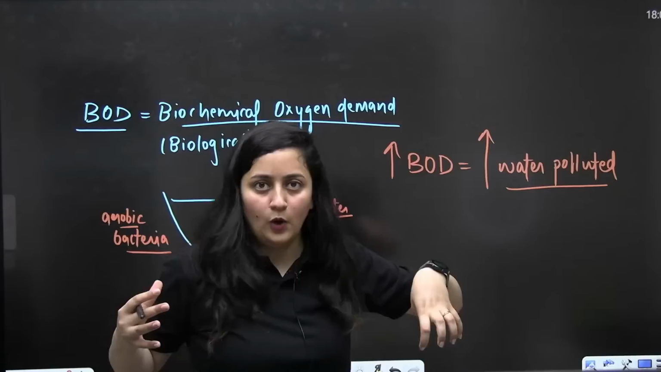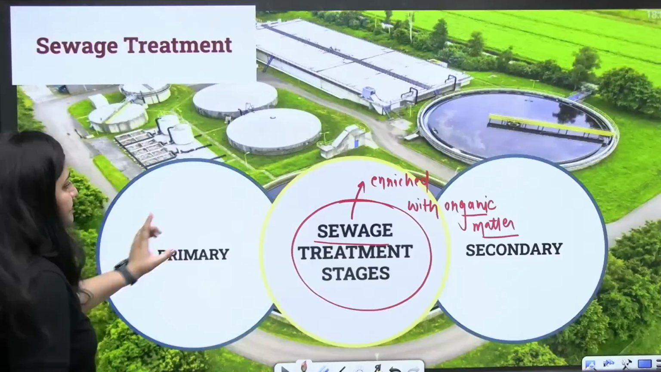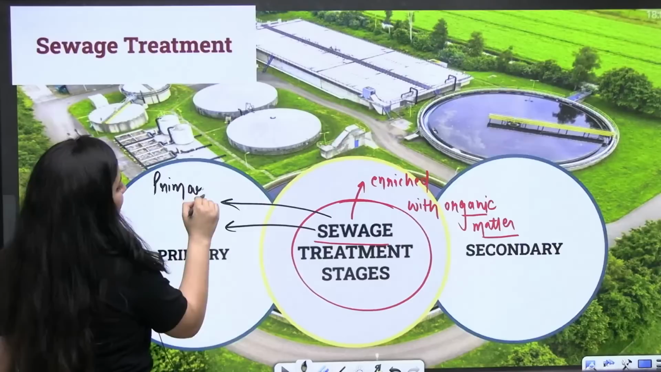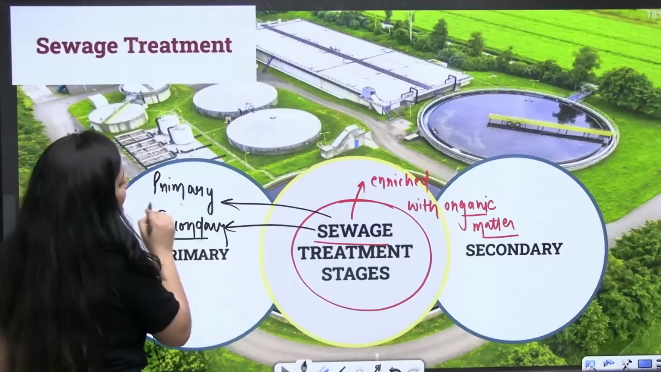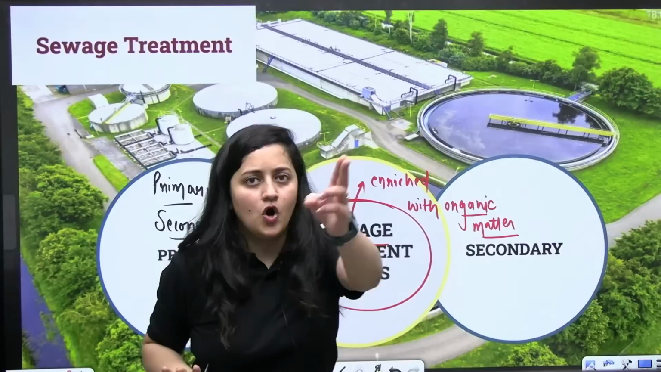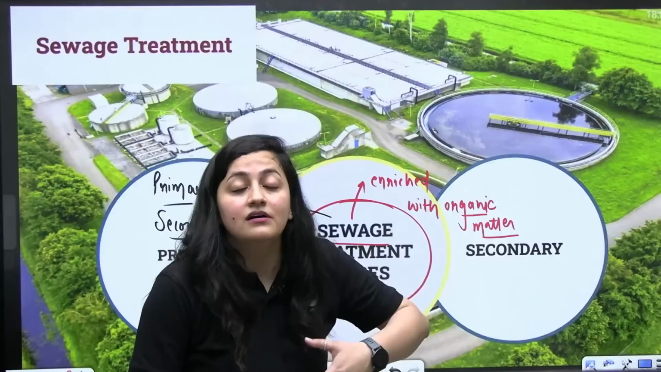So you know that there are two steps when it comes to sewage treatment, guys, isn't it? There are two major steps that we need to discuss. First is the primary treatment, also known as physical treatment. Second is the secondary treatment, also known as biological treatment. Why do we say biological? Because here the bacteria, the living organisms, are involved.